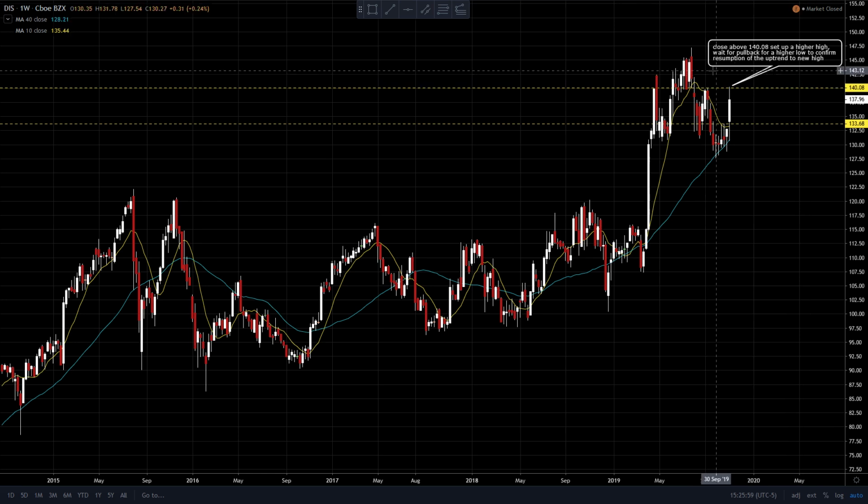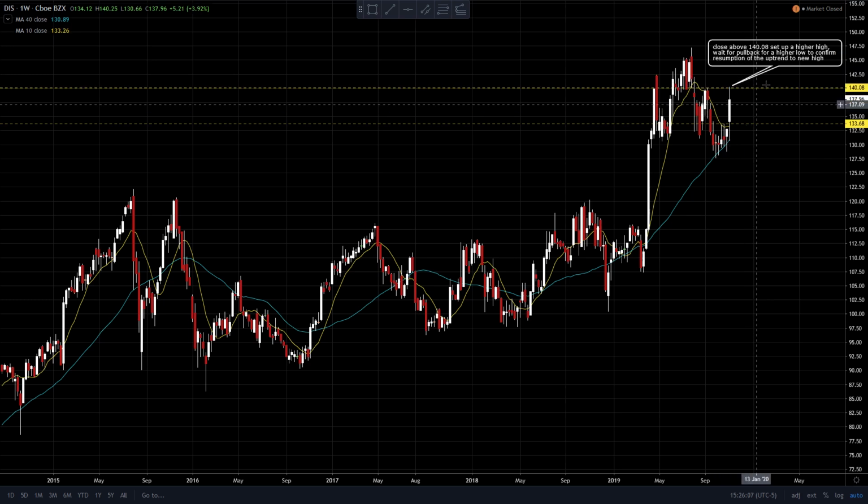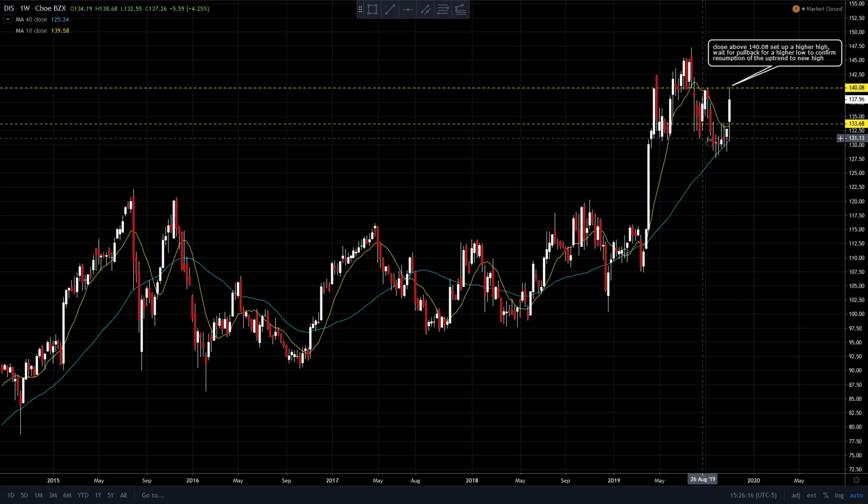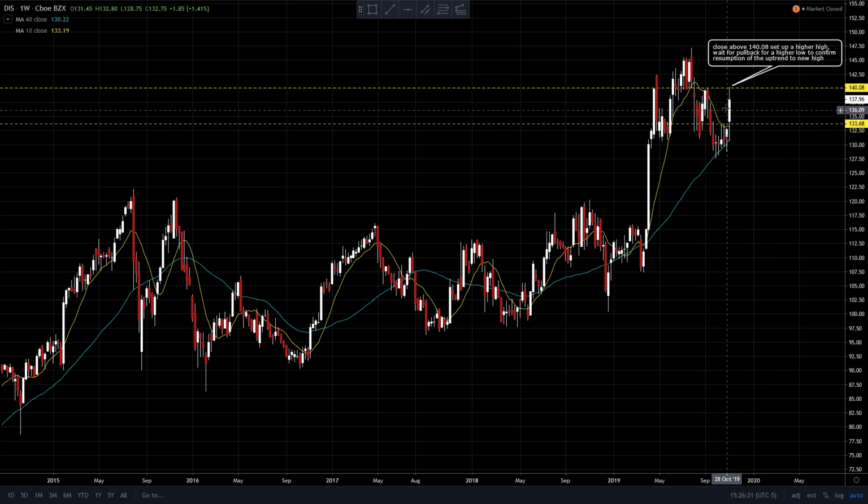So here in my annotation, it's basically waiting for a pullback for a higher high or higher low to confirm the resumption of this uptrend to a new high. So if it comes up and then pulls back a little bit, does a backtest, that would be ideal. And then it gets this higher low, takes out this low here, so essentially forming a higher low. Then it moves up and gets up to this high here.